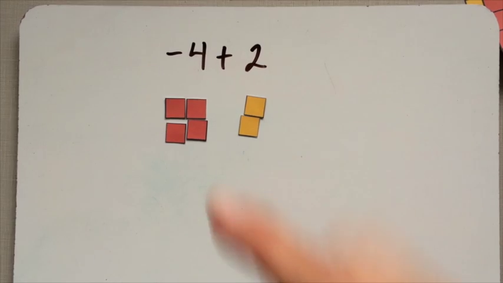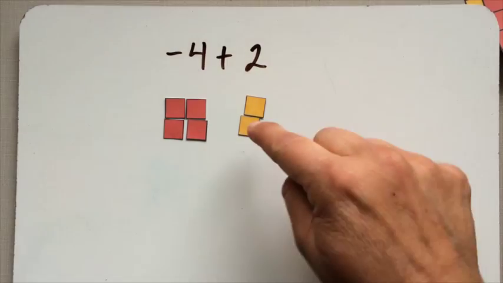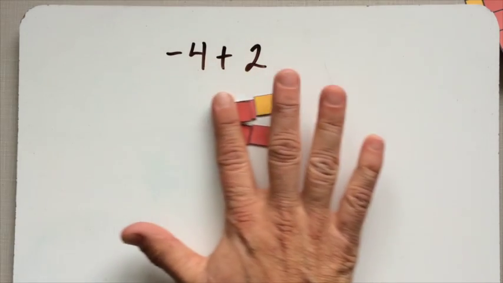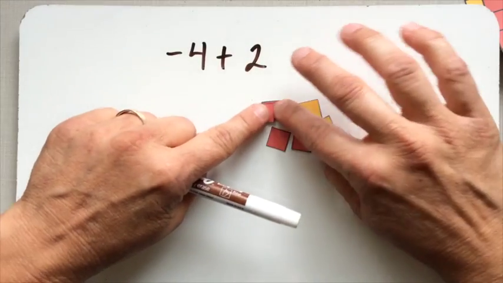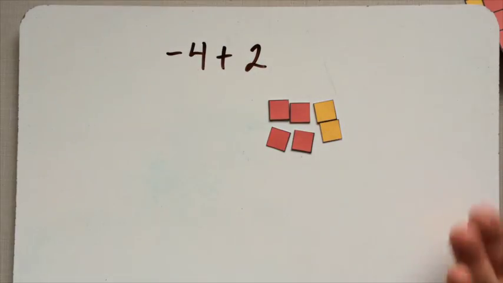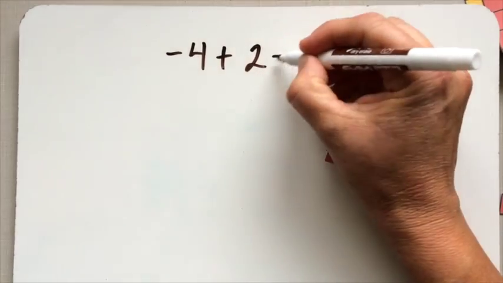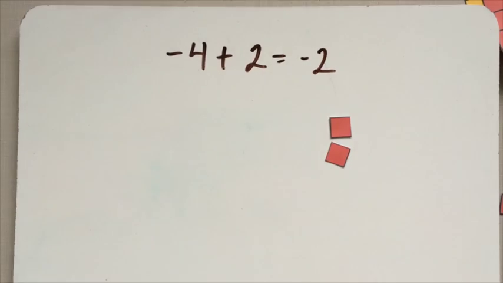Okay, so as you can see, I used 4 negative tiles for negative 4. I used 2 positive tiles for positive 2. That plus tells me that I'm combining everything together. But I've got negatives and positives. So every time I got a positive with a negative, they add up to 0. Since I'm left with red tiles, my answer is a negative answer, negative 2.